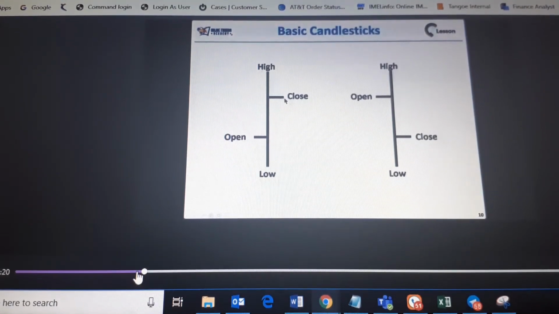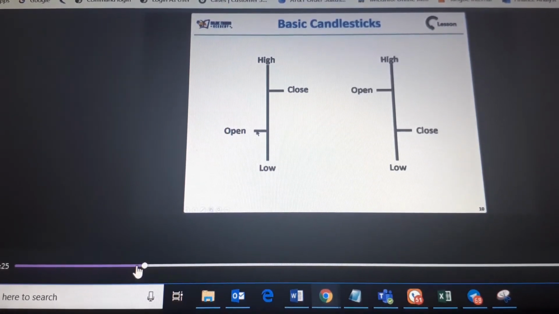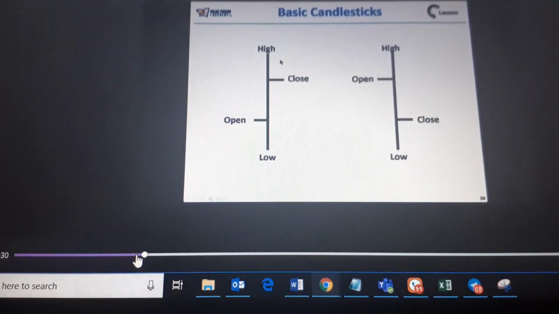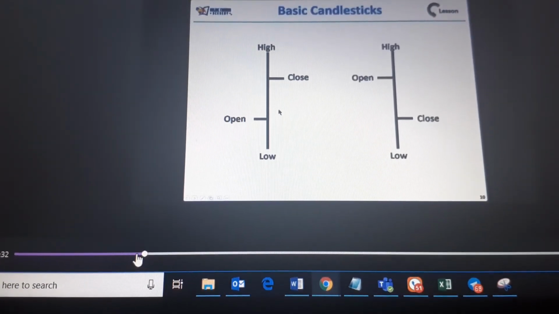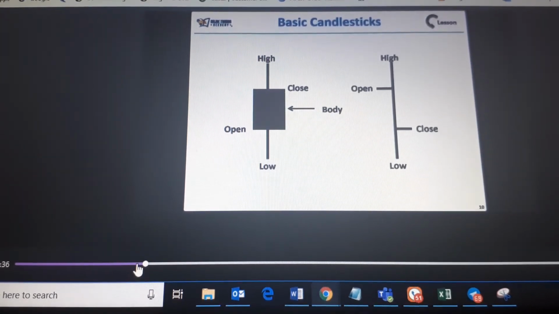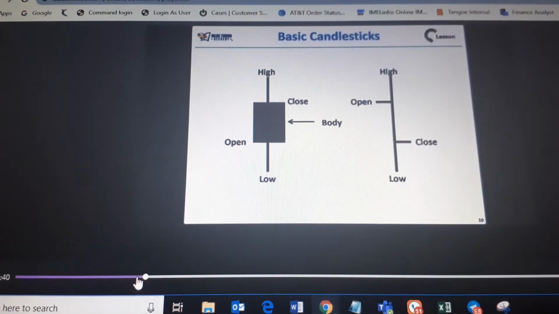So there were more buyers, right? They took the price up and closed it at 105. So what will be the candle color for this structure? Green or red? Yes, very good. It's a green candle.